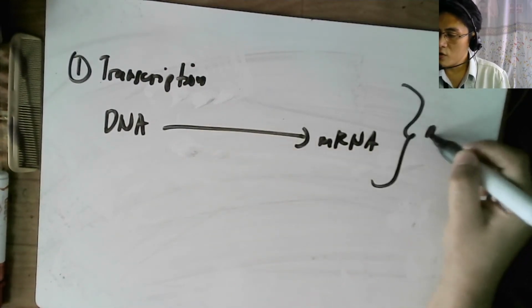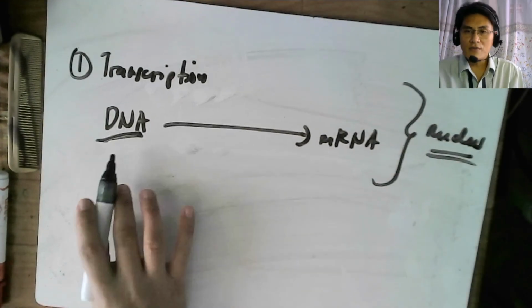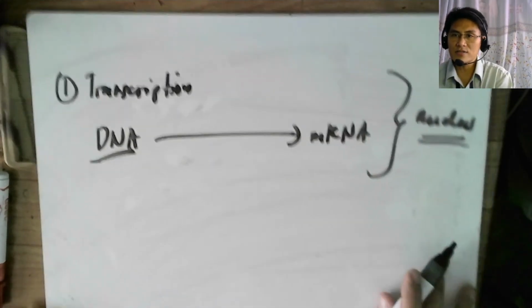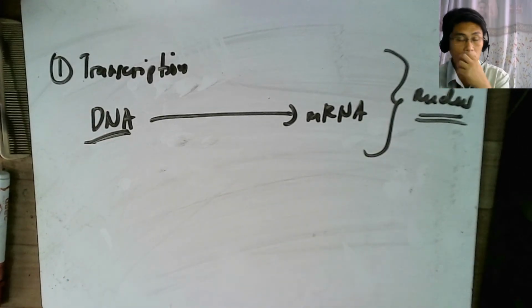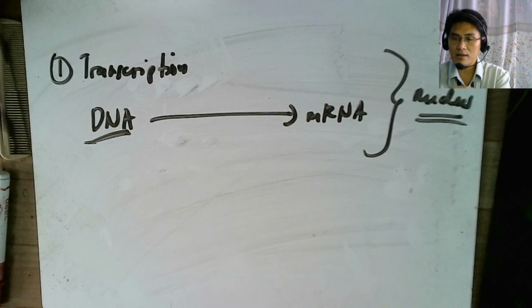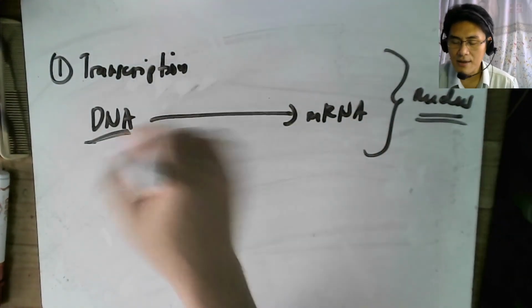This happens, of course, in the nucleus. Why does it happen in the nucleus? Because the DNA never really leaves the nucleus. It only leaves the nucleus during mitosis, when it divides. That's why you can see the chromosomes lined up. But in the normal stages of the cell, it stays in the nucleus. So this happens in the nucleus.